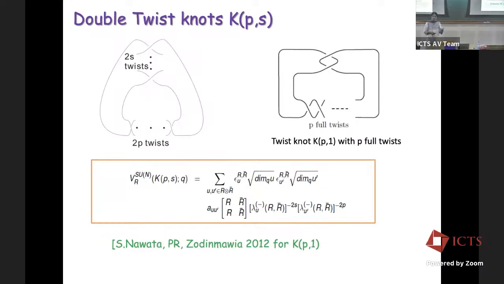Chiral 9_42, everything, the polynomials we have worked out, they're all different for all those knots.